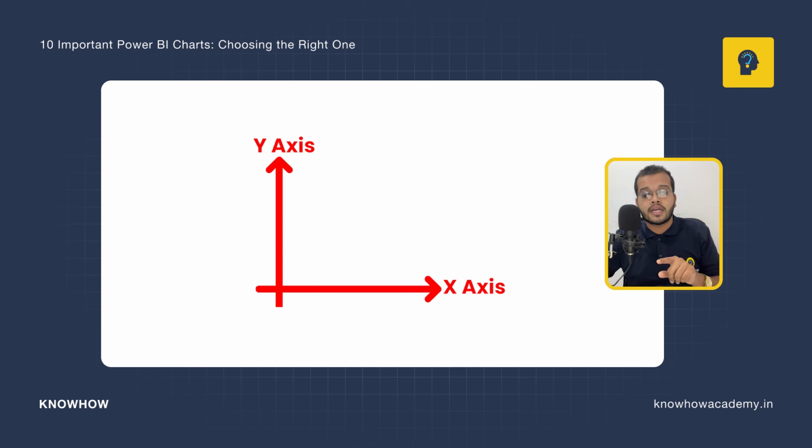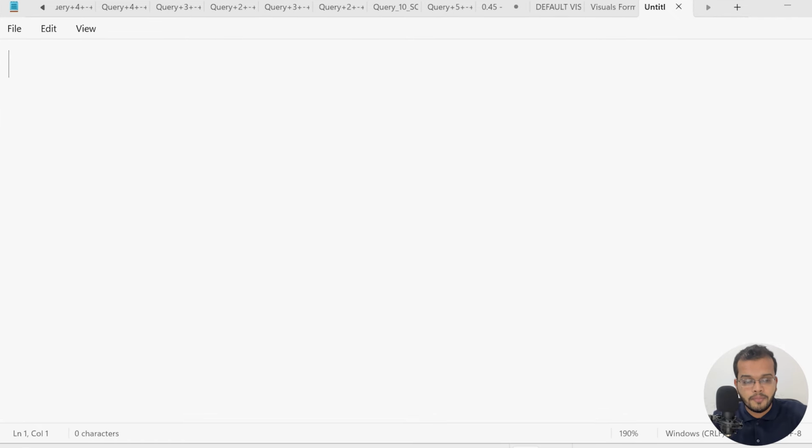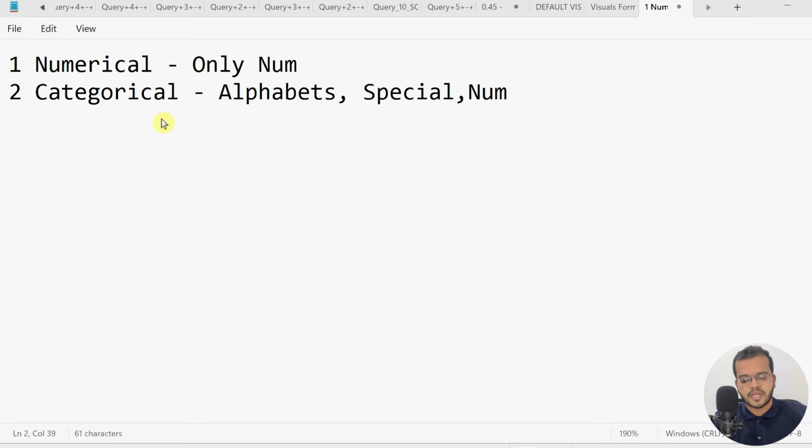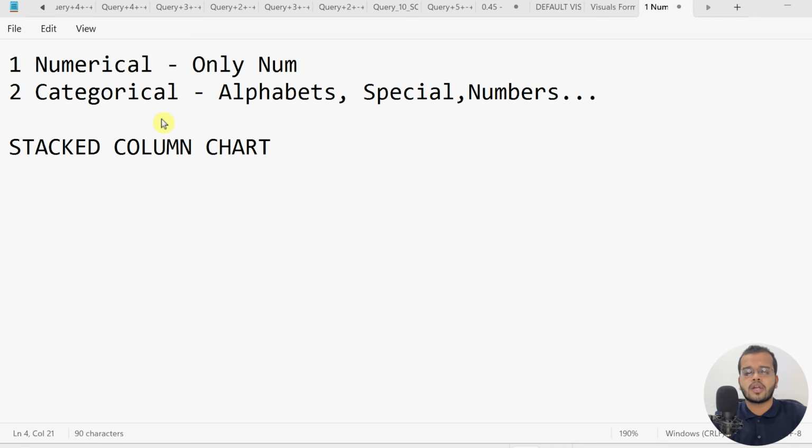Now what is meant by numerical data? I'll always guide it to you here. One numerical data. Numerical data is nothing but only numbers. Then categorical data, two categorical data, as I have told. Characters, where you have alphabets, you have special characters, you have numbers plus special characters included, and so on. So the condition for you to use this stacked column chart is that either you take a column chart or you take a stacked bar chart, you need to have one numerical data plus two categorical data.